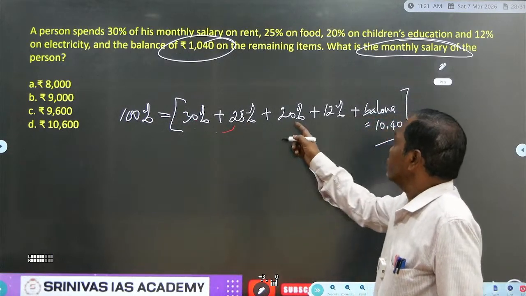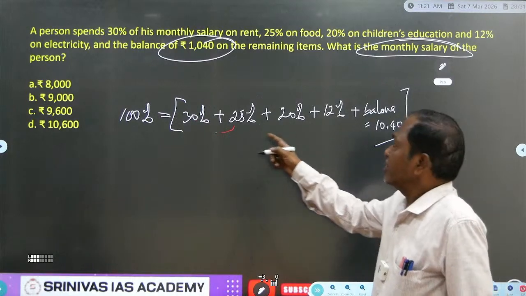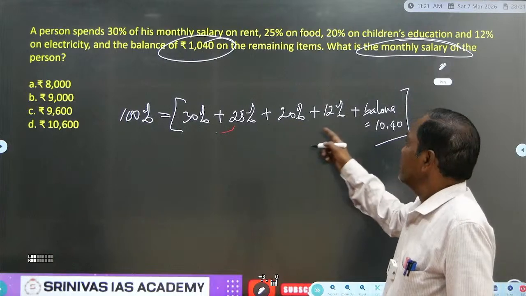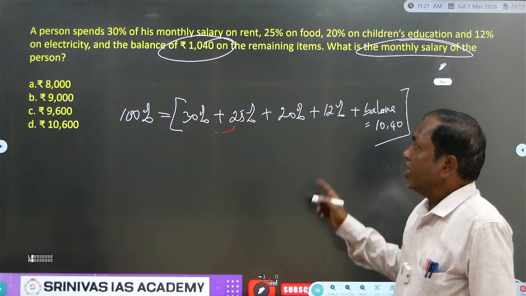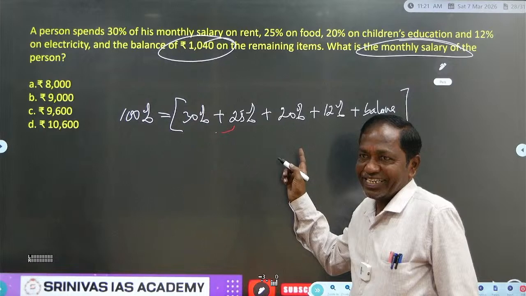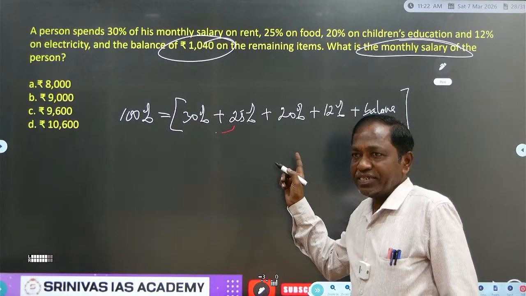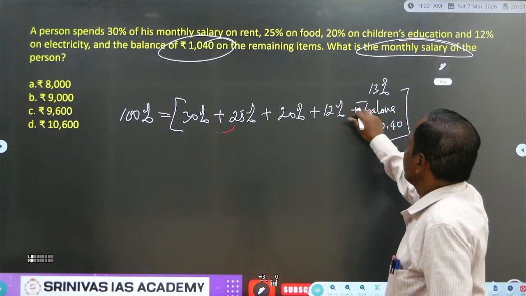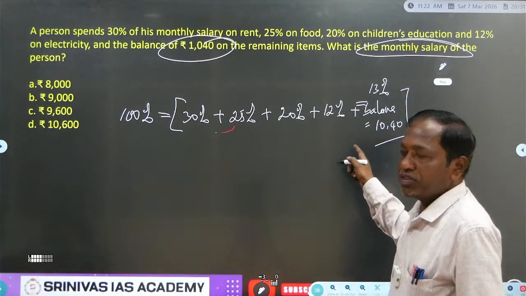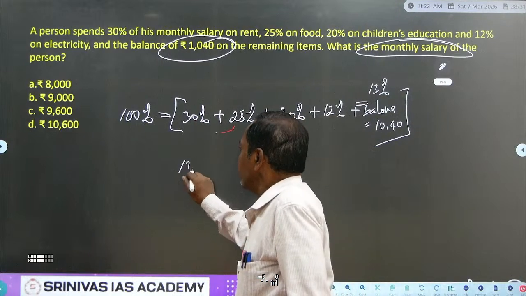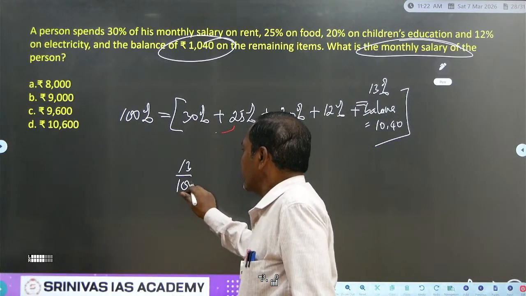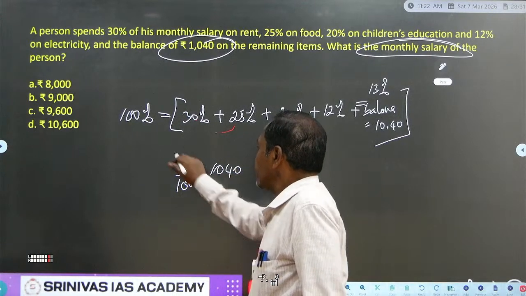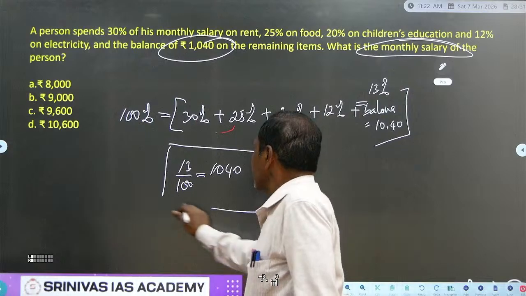Now what is the total percent here? 30 plus 25 plus 20 plus 12. 30 plus 25, 55. 55 plus 20, 75. 75 plus 12, 87. 100 minus 87, 13%. 13% is equal to 1040. Yes, LHS is equal to RHS.